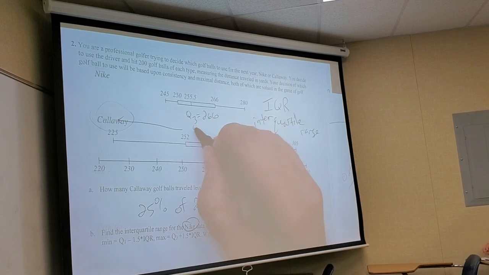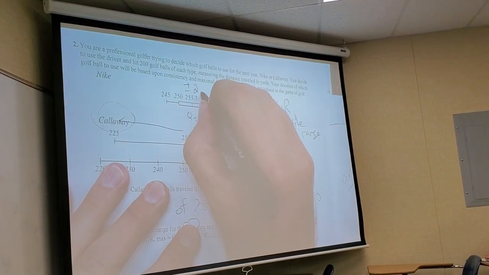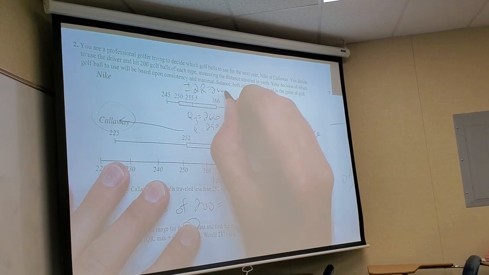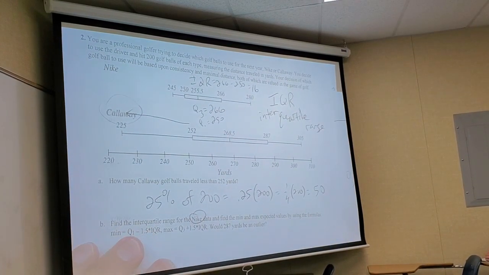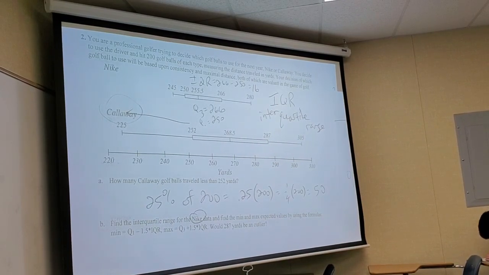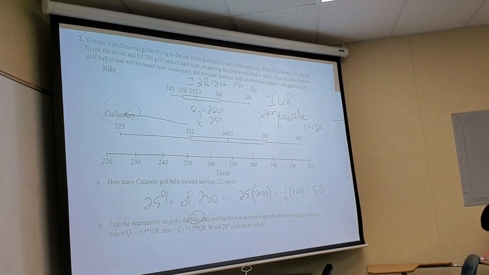266. And what's Q1? 250. So what is the IQR? 266 minus 250? 16. All IQR is, visually, is how long is the box. Not what's in the box, but how long is the box.